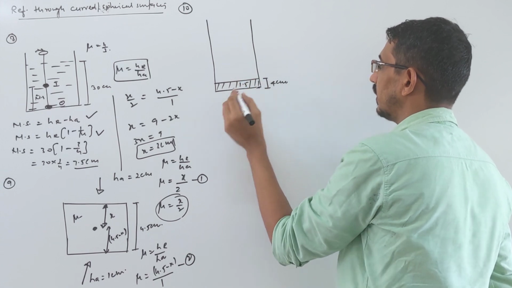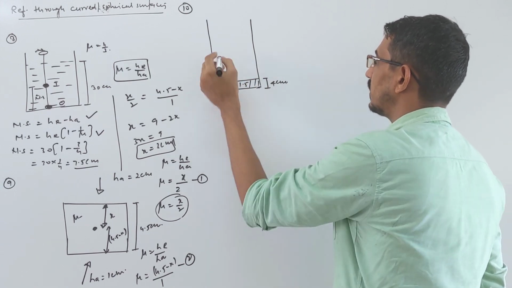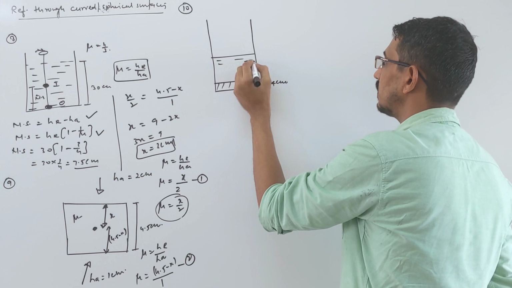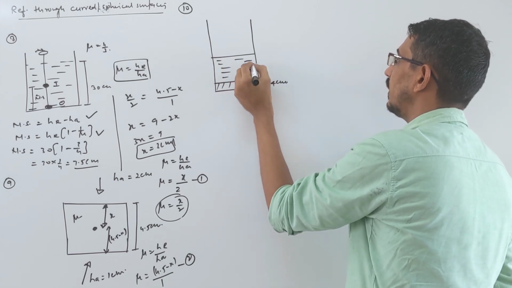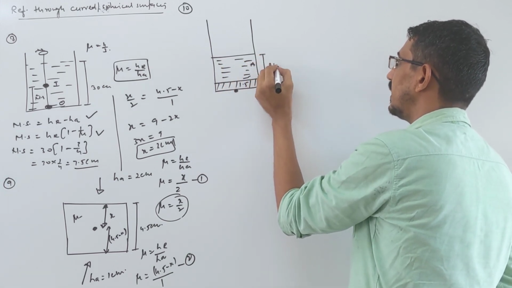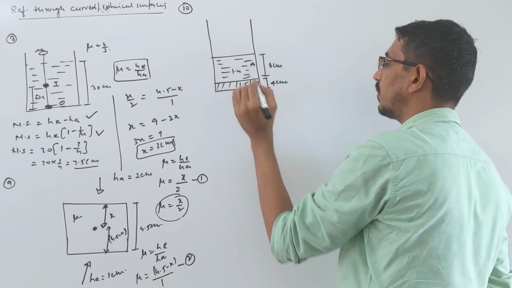1.5, this is a refractive index. Okay, so a scratch is made here at the bottom surface, and there are two liquids also filled here. Let's say this is one liquid. So liquid A is given up to a depth of what? 8 centimeters filled, and refractive index given as 1.4.